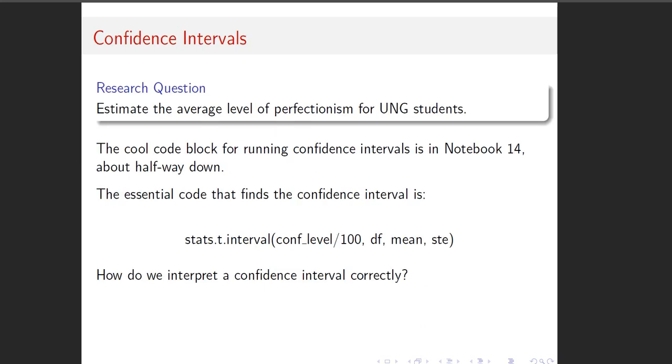Okay, so the first thing I want to talk about is confidence intervals. And we could, for example, estimate the average level of perfectionism. All right. But I think it's more important, there's not going to be any coding on the final. There can't be because it's a multiple choice final. So what's going to be more important is understanding how to interpret a confidence interval correctly. And yes, this is how we create the confidence interval.